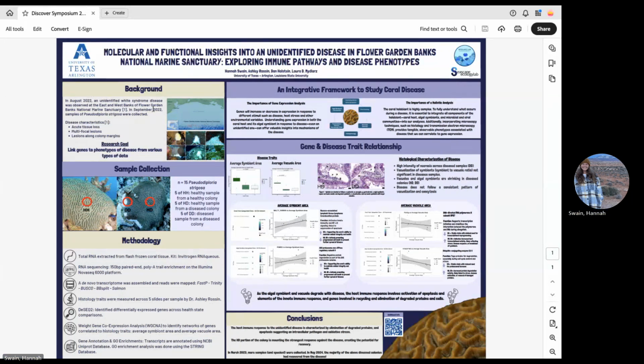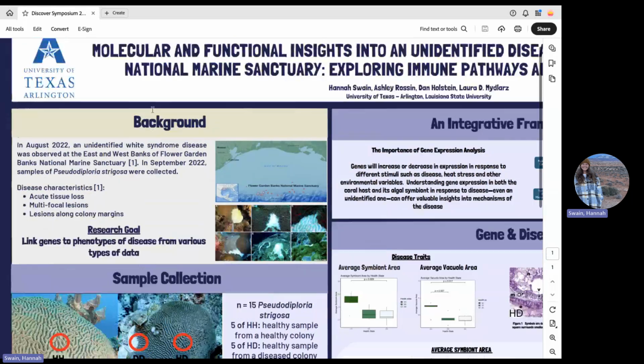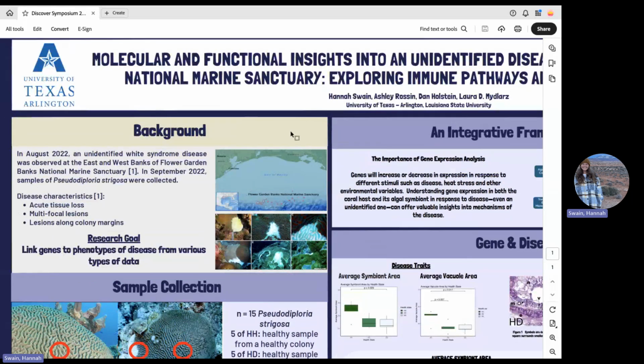Today I'll be sharing with you part of my first chapter of my dissertation. Now, first, let's travel to a beautiful reef off the coast of Texas, known as the Flower Garden Banks National Marine Sanctuary. We're about 100 miles off coast here, and deep down in the ocean, about 60 to 80 feet, we have a gorgeous coral reef.